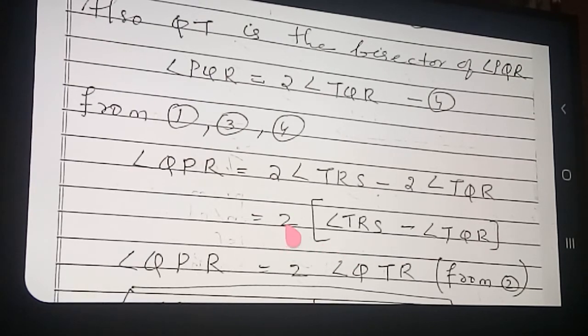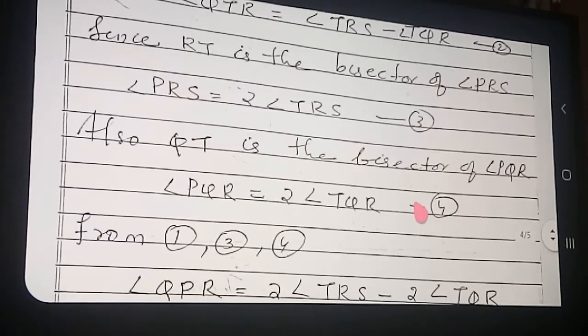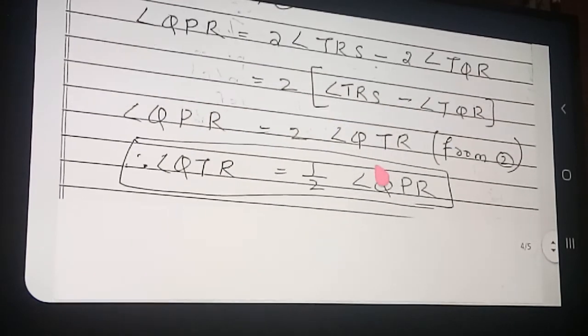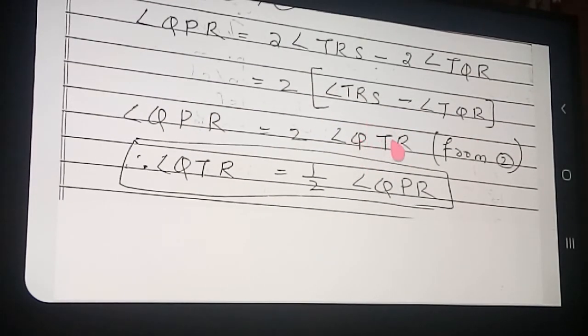And now take 2 common outside from both. Take 2 common outside. What are you getting? You will get angle TRS minus angle TQR. So you can go to equation number 2. What is written? TRS minus TQR, you can see. TRS minus TQR, what did you get? QTR. So here in the place of TRS minus TQR, we have written QTR. Therefore, what you got is QPR is equal to 2 times QTR.